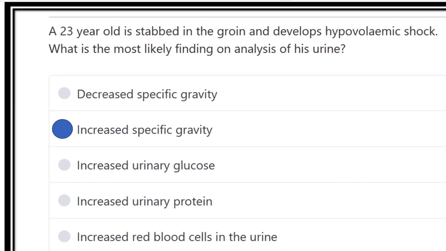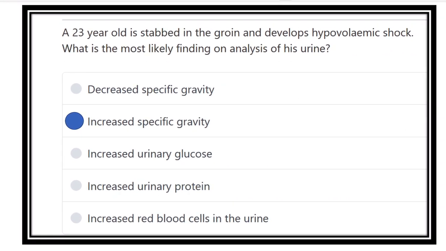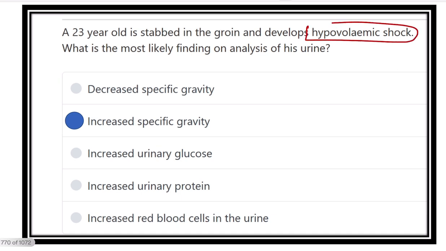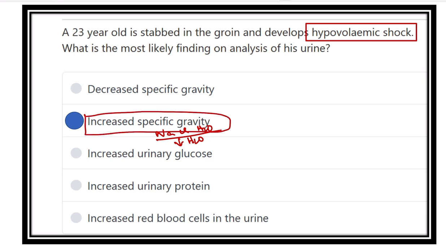So what will happen in case of hypovolemic shock? As sodium chloride and water are reabsorbed, there is less water but more solute, and in this condition the specific gravity will be increased.